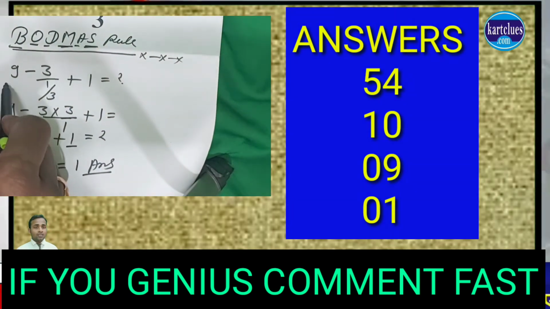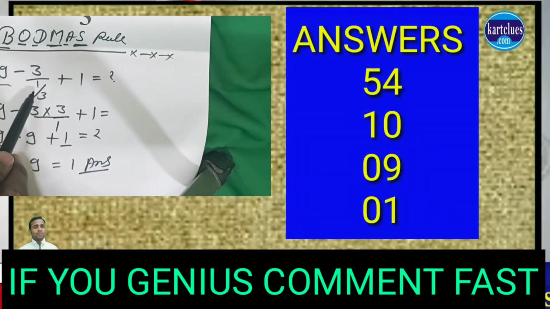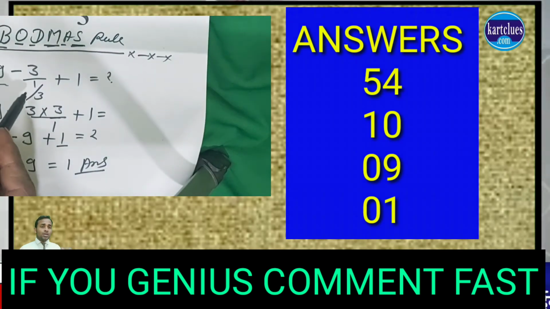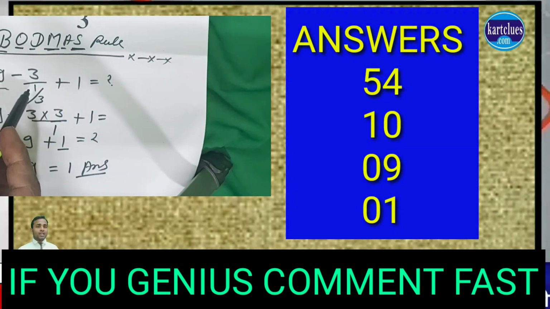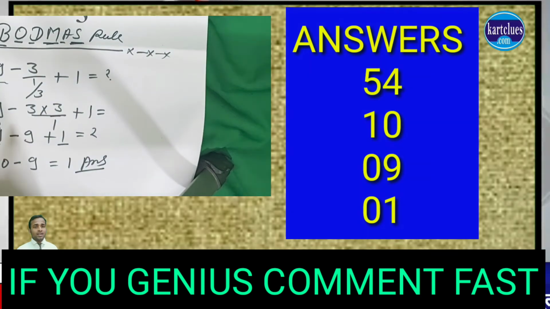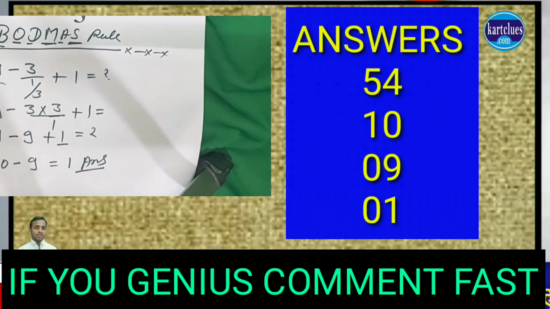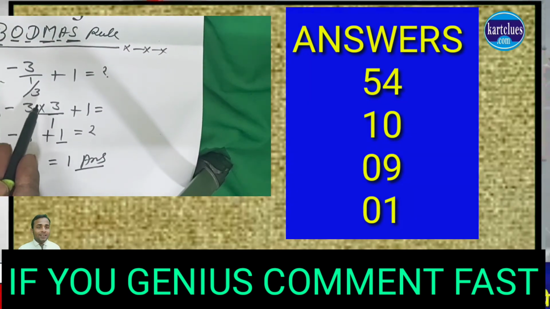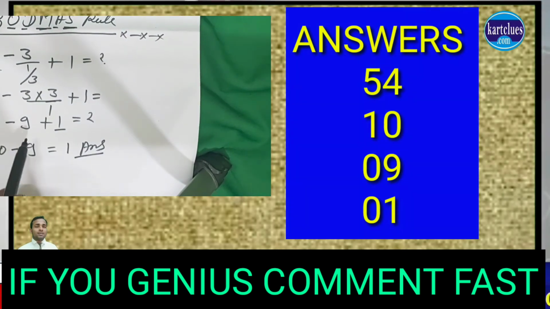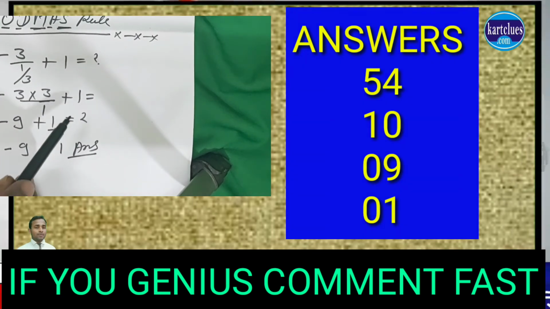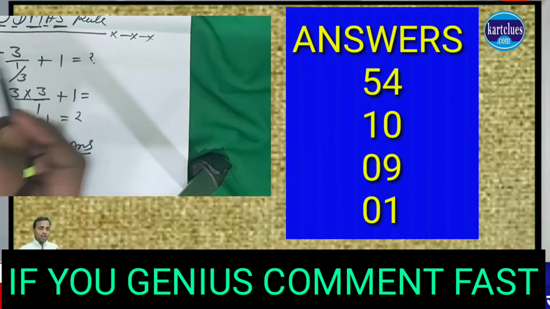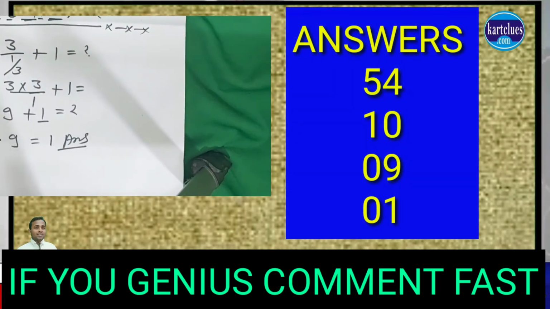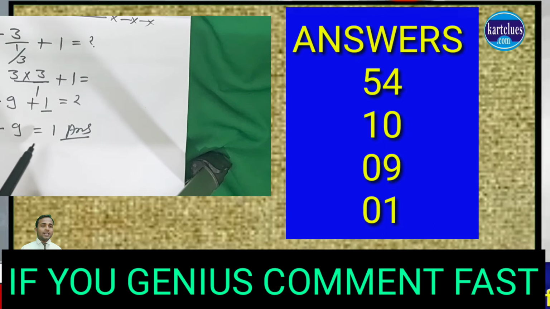First I put 9 here, and then I copied the 3 from the equation above. You divide 3 by 1/3, plus 1, and after that 9 minus. Dividing by 1/3 means 3 times 3, which is 9, plus 1, so 9 minus 9 plus 1 is equal to 2. After that, addition, then subtraction. I have added 9 plus 1 is equal to 10, and minus gives 9. I have subtracted, which means the answer is 1.